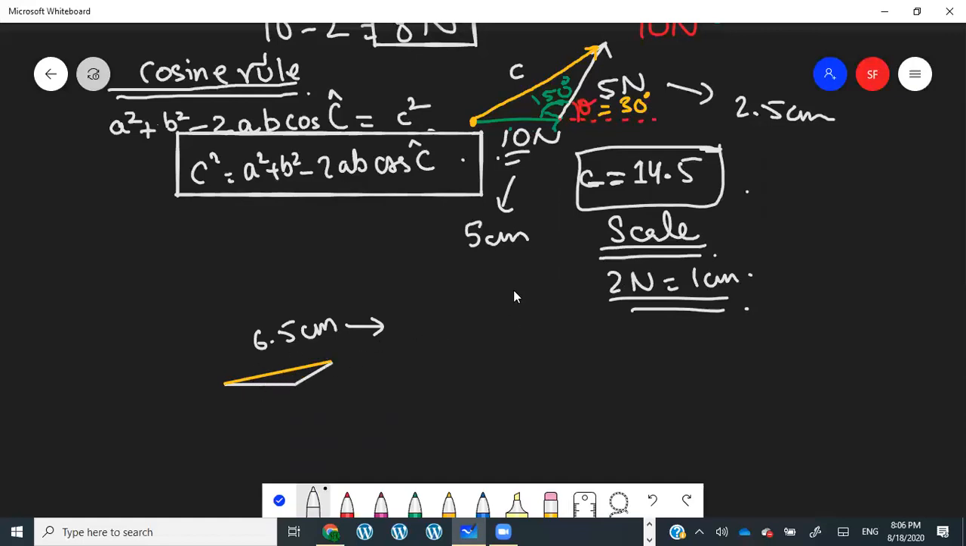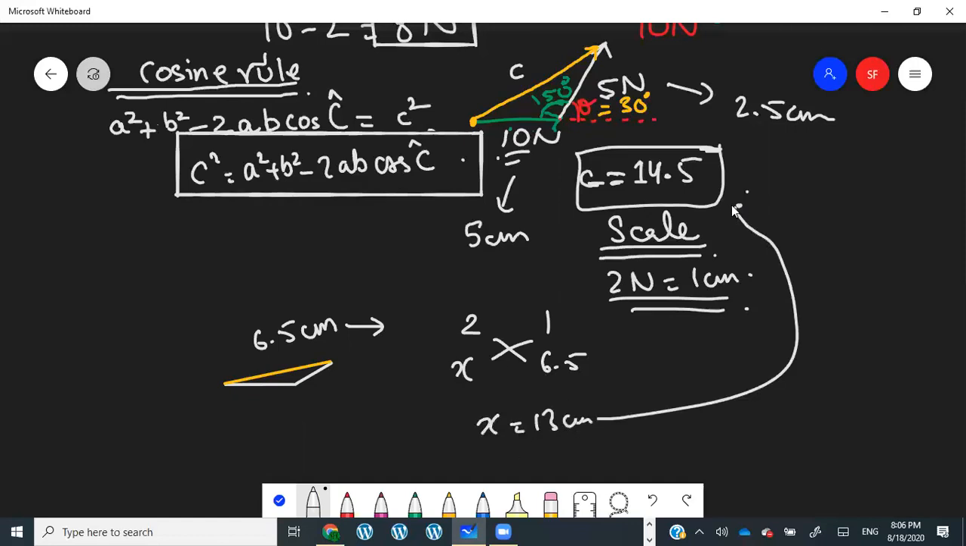which they want you to do using a scale diagram. Now, just use the scale. 2 Newton represents 1 centimeter, so 6.5 means x, and this x turns out to be 13 Newton, which is a bit far from 14.5. But if I had used a better scale, I would have gotten a more accurate answer on paper. So all you need to know is just the concept and the scale conversion.